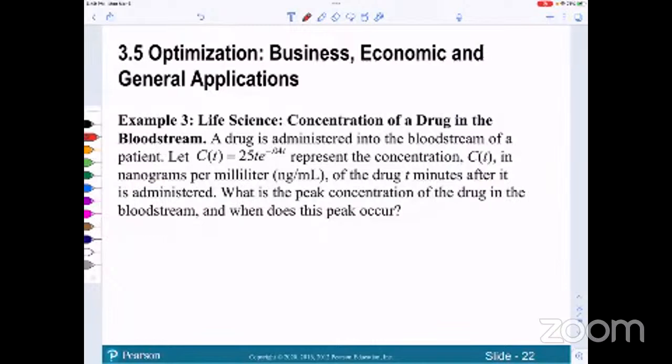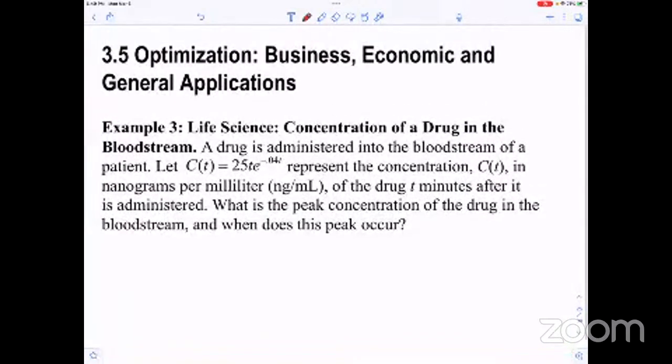Okay, let's keep going. All right, let's try another one. So here's our third example. This is on life sciences, concentration of a drug in the bloodstream. A drug is administered in the bloodstream of a patient, right? Let C of T represent the concentration of the drug in the bloodstream in nanograms per milliliter, T minutes after it's administered. What is the peak concentration of the drug in the bloodstream and when does this peak occur, right?